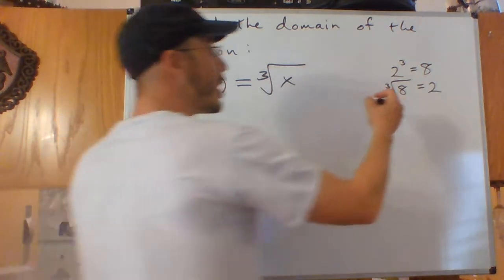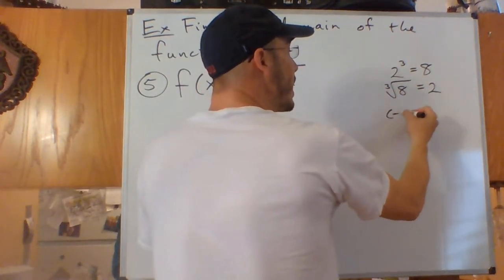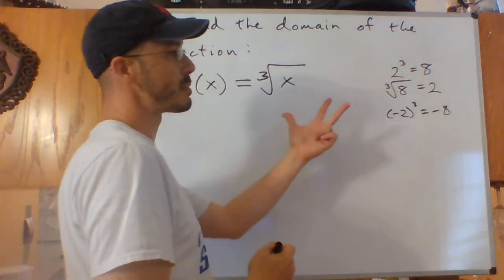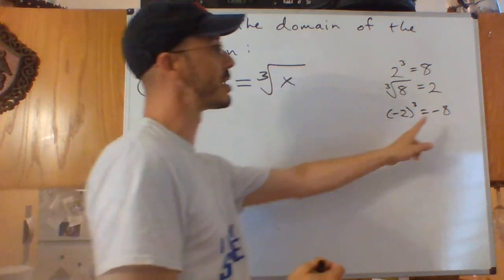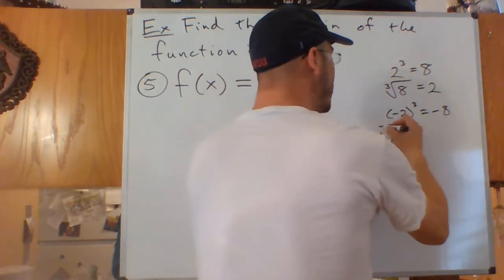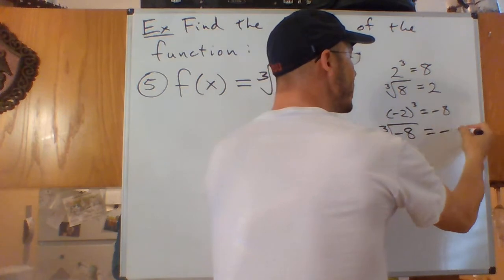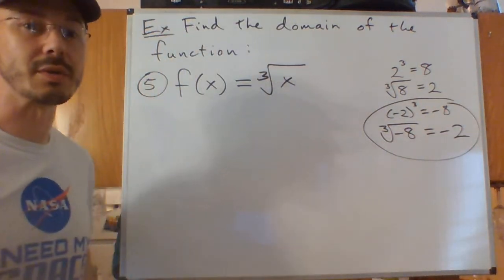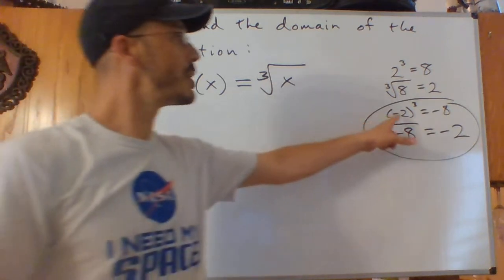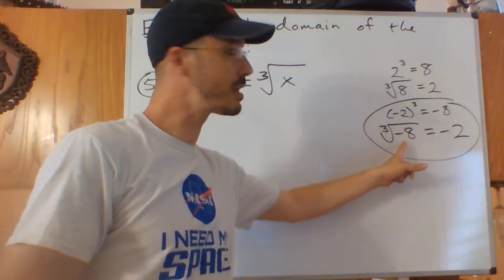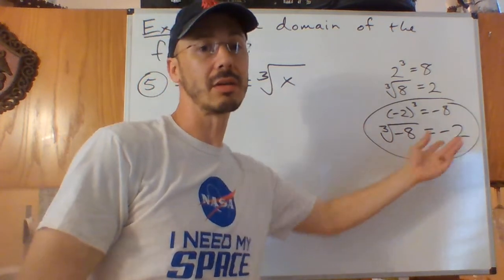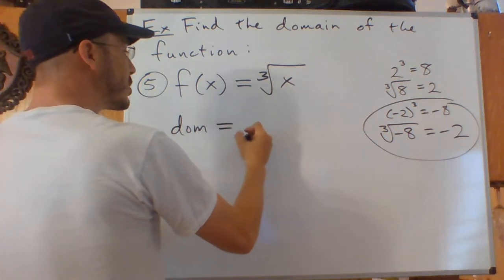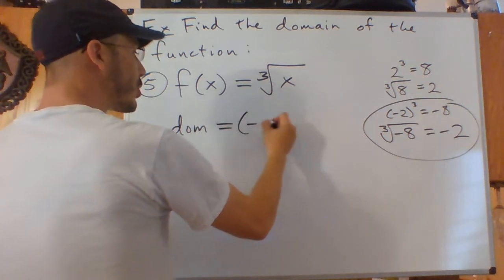But also, negative 2 cubed is negative 8. That's negative 2 times negative 2 times negative 2, a triple negative. That's negative. And so the cube root of negative 8 is negative 2. This sort of thing is different from the square root. You can cube a negative and get a negative. Therefore, you can take the cube root of a negative, and the result is a negative. For this one, the domain is all real numbers again.